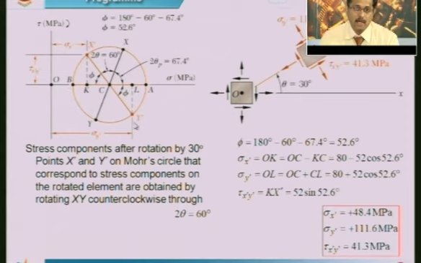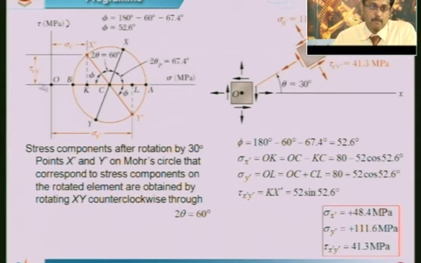This line is going to cut the Mohr circle at 2 points, which correspond to x dash and y dash. X dash and y dash correspond to the stresses acting on a plane which is inclined at 30 degrees, rotated in the anti-clockwise direction. So, that is what we need to find. So, 2 theta p is 60 degrees, we have drawn this line which is x dash and y dash. So, if I measure the distance OK, this gives me the normal stress acting on the plane which is rotated by 30 degrees, that is sigma x dash.